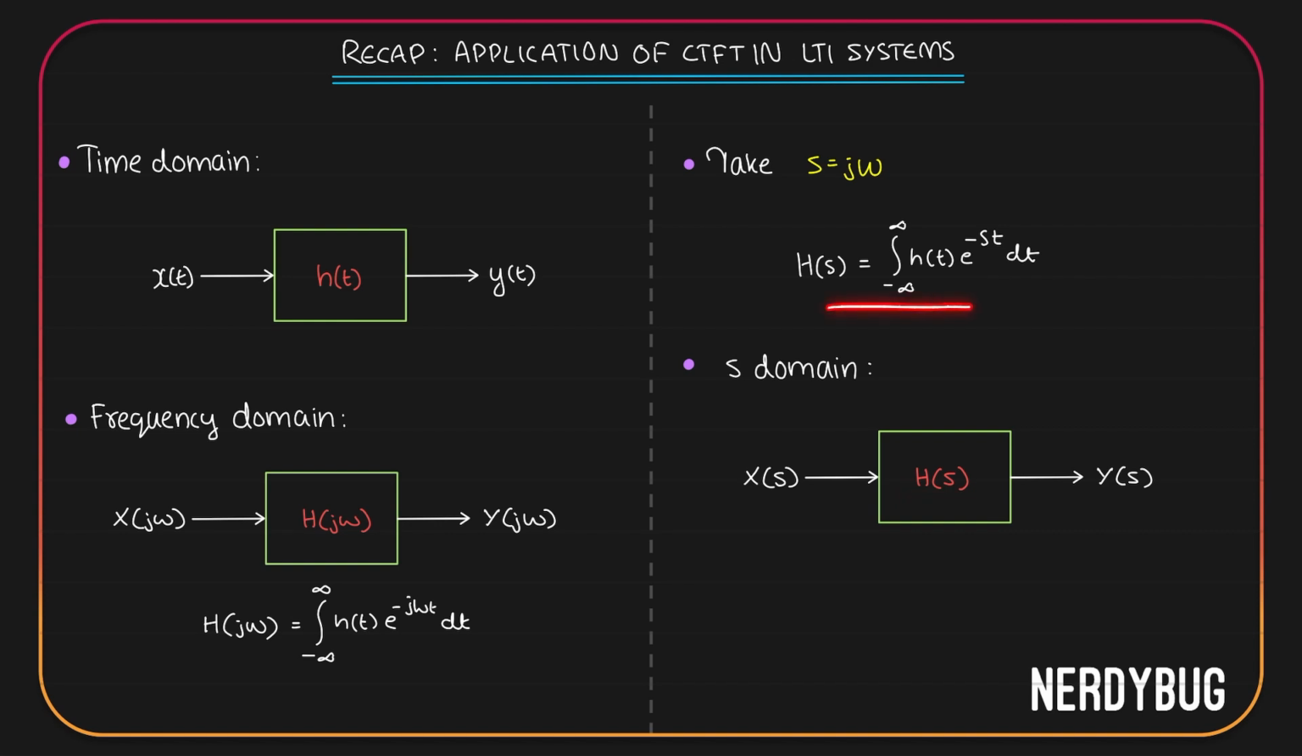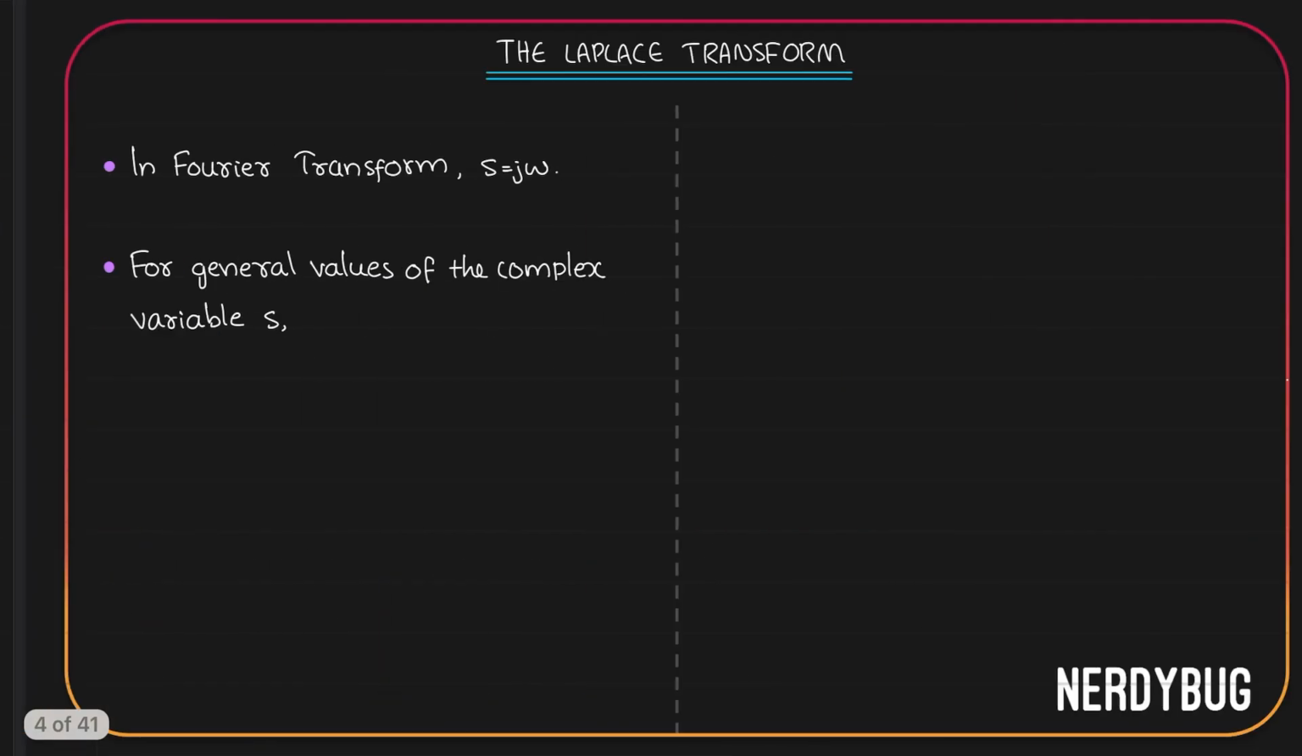Just like we defined H of s here, we can define X of s and Y of s also. X of s is going to be integral from minus infinity to infinity x of t e raised to minus st dt, and Y of s is going to be integral from minus infinity to infinity y of t e raised to minus st dt. We got all of this by taking s is equal to j omega.